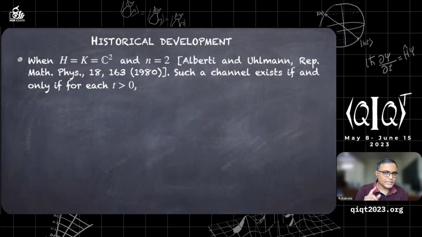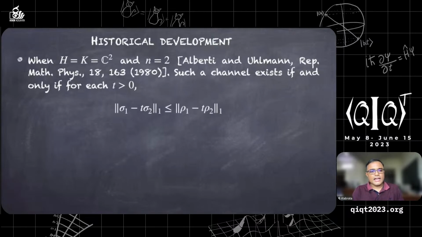The quantum version was first considered by Alberti and Ullmann in the 1980s in this paper. The question was much simpler. Let's consider the qubit system, though of course they didn't call it a qubit. They considered two Hilbert spaces H and K, both of C2, with two input states, rho1 and rho2, and two output states, sigma1 and sigma2.